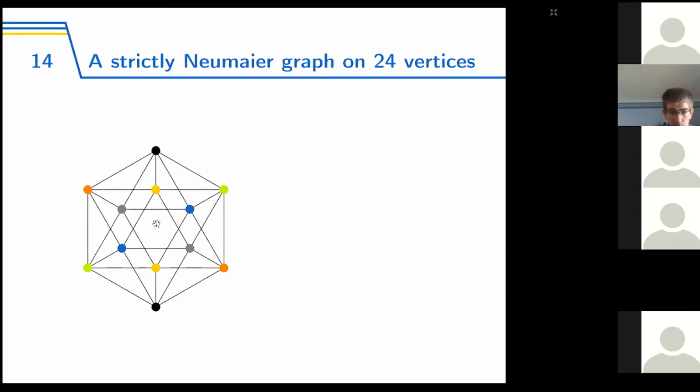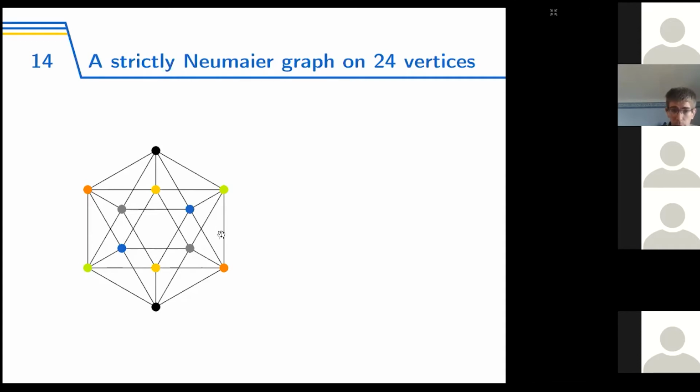But here you see the icosahedron graph, and I have colored these 12 vertices in 6 color classes in such a way that these are regular subsets. I mean, if you take any vertex which is not yellow, then it has precisely 1 yellow neighbor. If you have any vertex, it has precisely 1 green neighbor. It has precisely 1 orange neighbor, except if it's yellow or orange itself. And these color classes themselves are co-cliques.